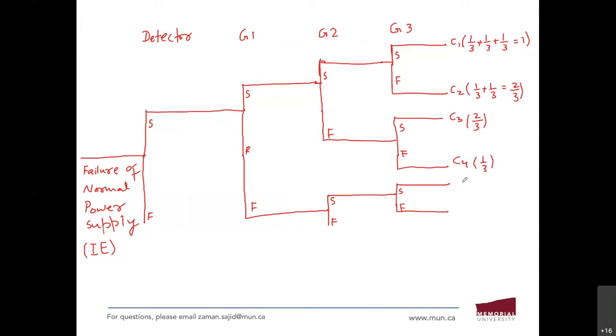Let's give a name to this consequence, C5, and see how much power we can supply. So generator 3 is a success, it is working. 2 is a success and it is a failure of generator 1 only. So it will be 1 by 3 plus 1 by 3, which gives you 2 by 3. Now in case of the failure of your third generator, we have one failure. The second generator is working, but the first one has failed at this point. So let's give it a name of C6.